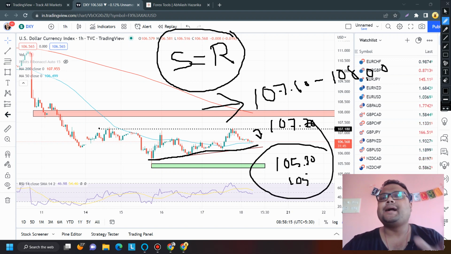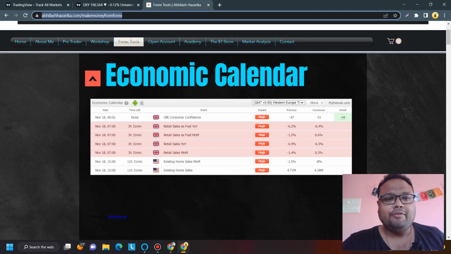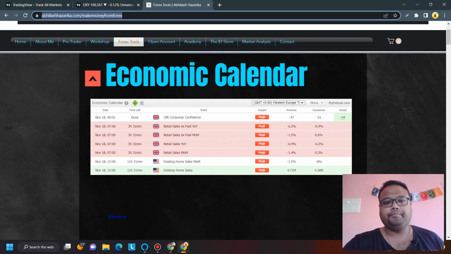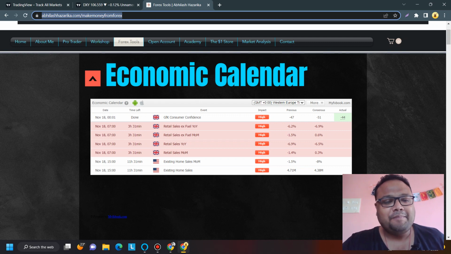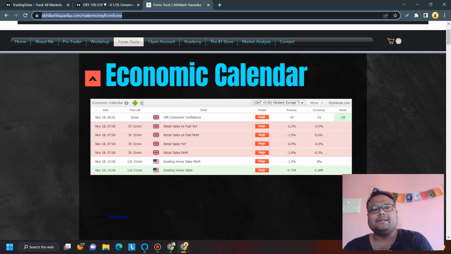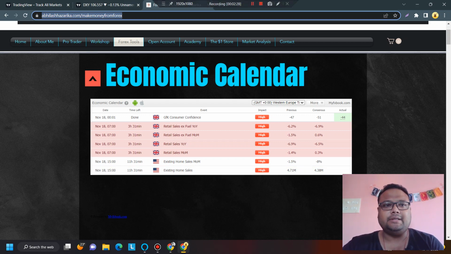But right now the market is slow, there is not much movement or volatility in the market. So do not have unrealistic expectations from the market. And if you look at the economic calendar here, you can see for the US dollar we have existing home sales coming up and for GBP we have retail sales coming up, so this will bring some volatility to GBP. But yes, there can be some volatility for 1 or 2 candles max, because this is not a big event like NFP or FOMC.